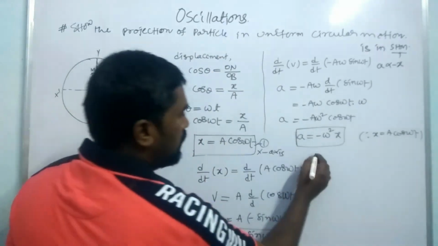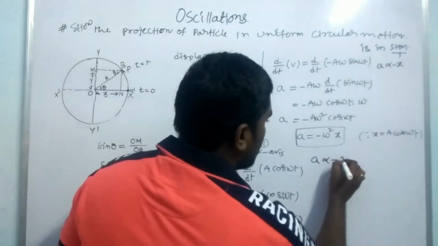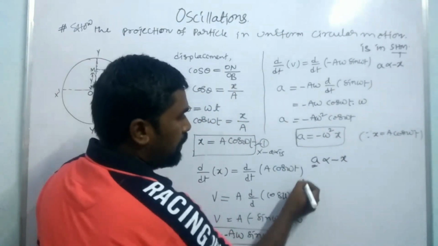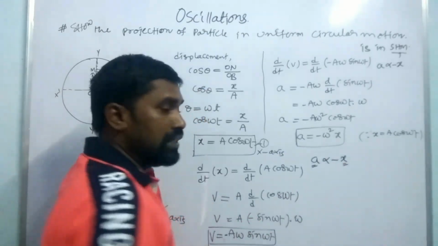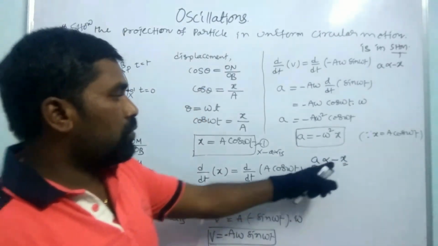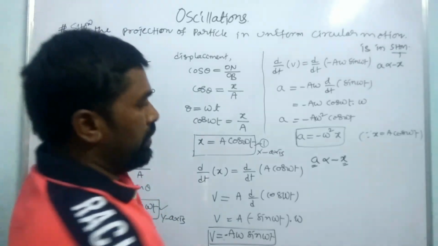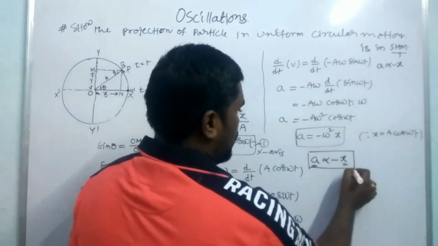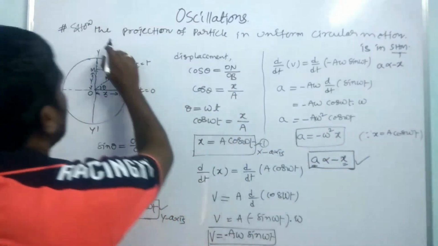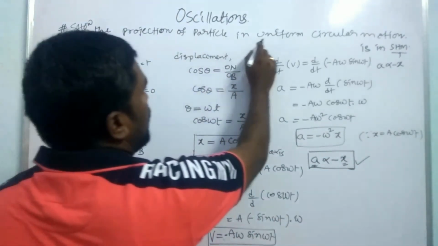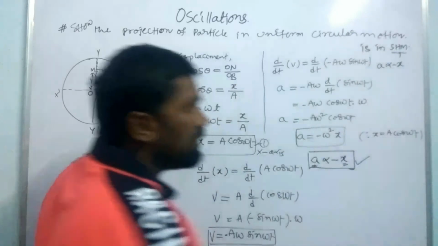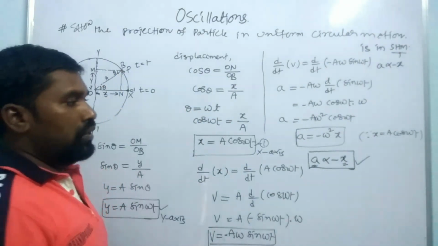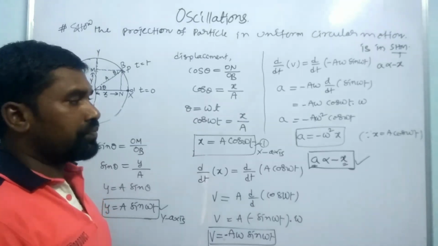So you can say that a is proportional to minus x. Here the acceleration of the particle is directly proportional to its displacement and of opposite sign, whereas omega square is a constant here. Hence we can say that the projection of a particle in uniform circular motion is in simple harmonic motion. Hence it is proved.